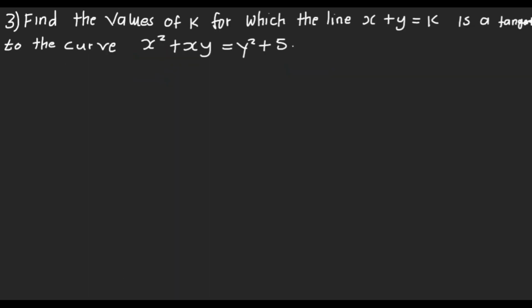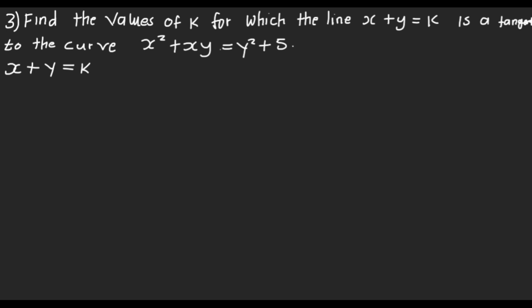We have question 3. Find the values of k for which the line x plus y is equal to k is a tangent to the curve x squared plus xy is equal to y squared plus 5. Right, so we have two equations. So we'll have x plus y is equal to k. Then the other equation is x squared plus xy is equal to y squared plus 5.